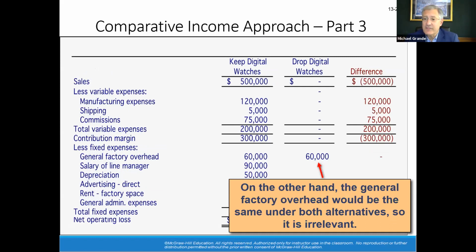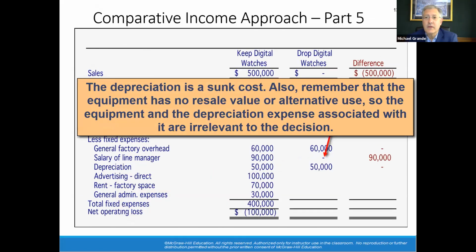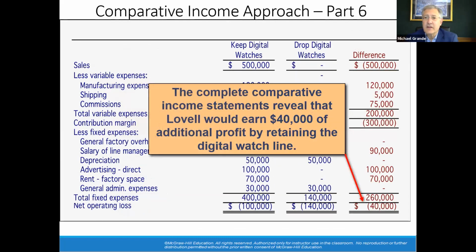On the other hand, the general factory overhead would be the same under both scenarios. The salary of the product line manager would disappear, so it's relevant to the decision. The depreciation is a sunk cost. Also, remember that the equipment has no resale value. So the equipment and depreciation expense associated are irrelevant to the decision. And lastly, the complete comparison, you've got the $30,000 of general administrative expense, which stays in the business. And you can see, again, the difference is $40,000. Disadvantage.